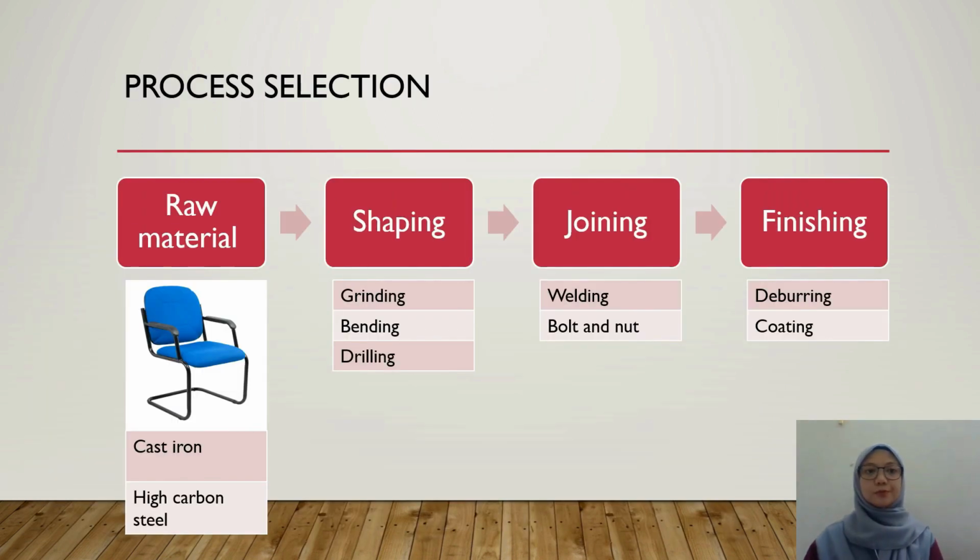In this slide, I will present the manufacturing process for our product. So this is the process flow. The process starts from raw material and goes to the shaping process, then the joining process, and last is the finishing process.